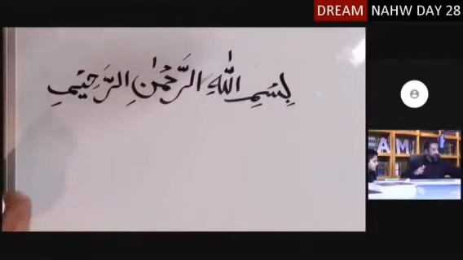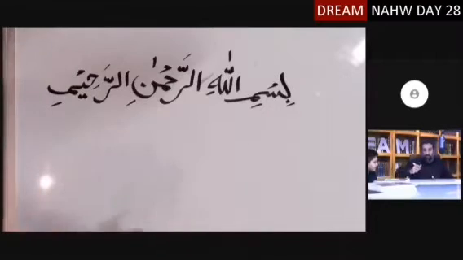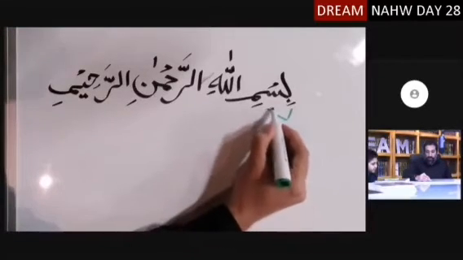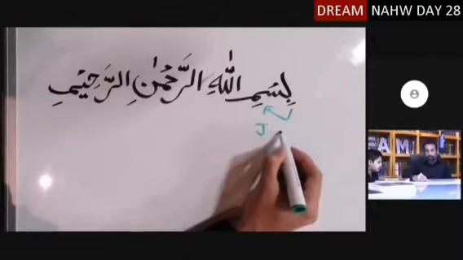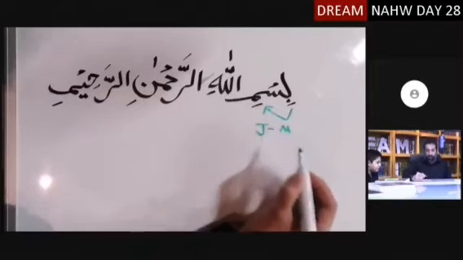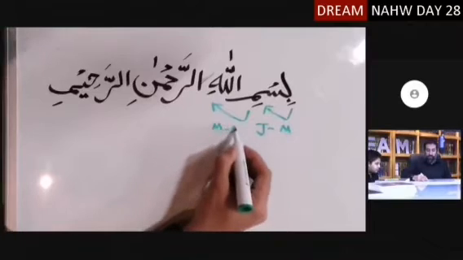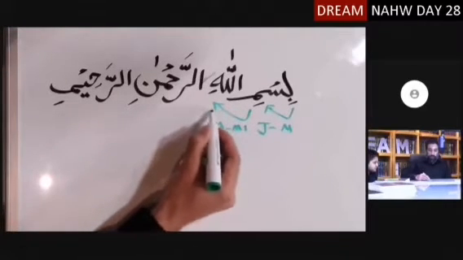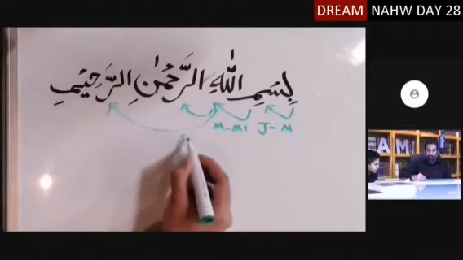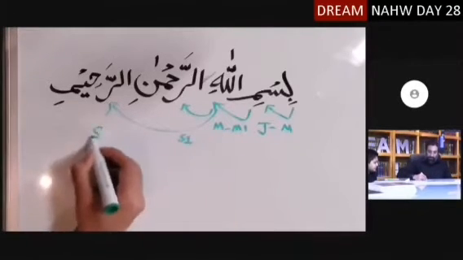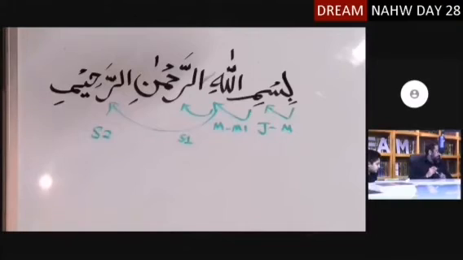Now, let's try green today. B is connected to Ismi, Jar, Majroor. Ismi is connected to the word Allahi, Mudaf and Mudaf ilayh. The word Allahi is connected to Ar-Rahmani and Ar-Rahimi. That's Sifa number one and Sifa number two. Everybody should be clear about that much. That's pretty basic from what we've done, right?